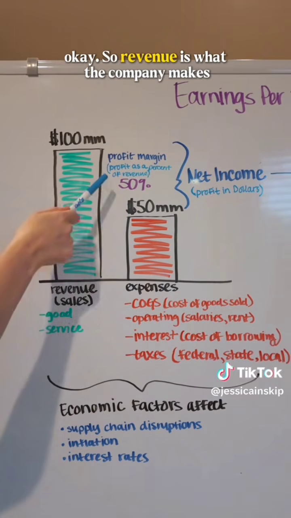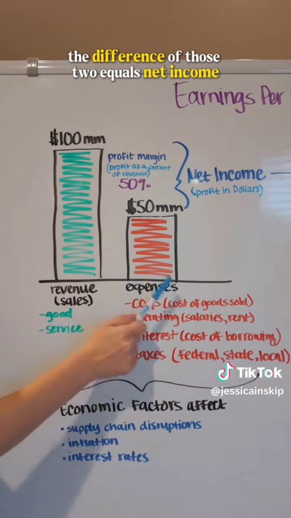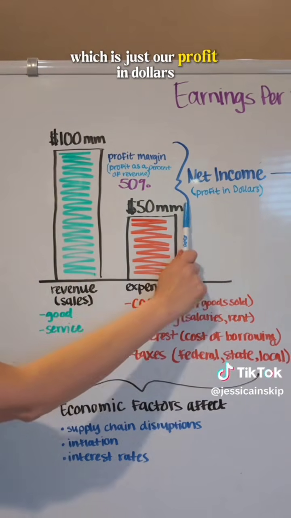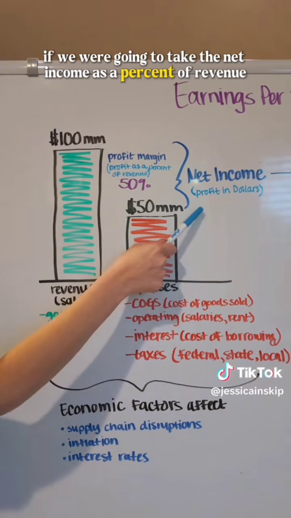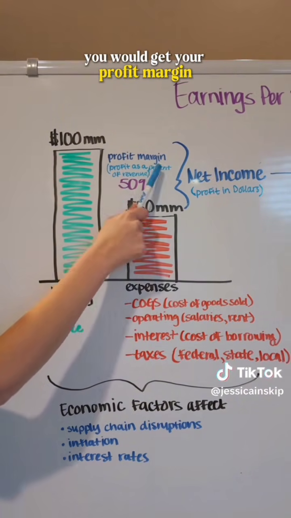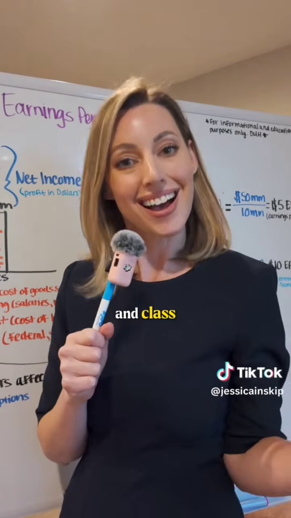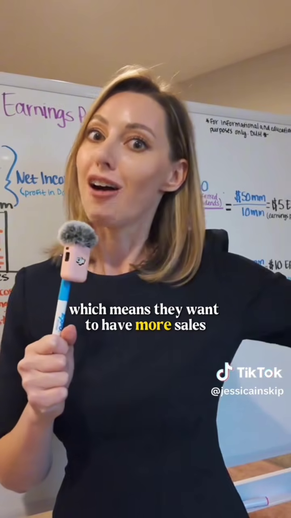So revenue is what the company makes. Expenses are the costs that the company has. The difference of those two equals net income, which is just our profit in dollars. In this case, it's $50 million. If we were going to take the net income as a percent of revenue, you would get your profit margin, which is 50%.